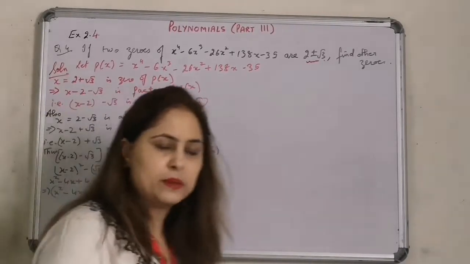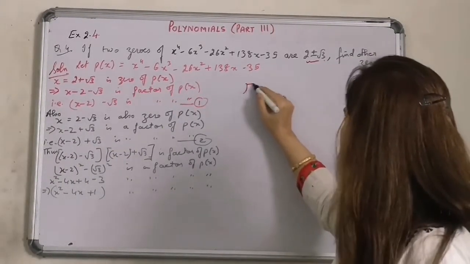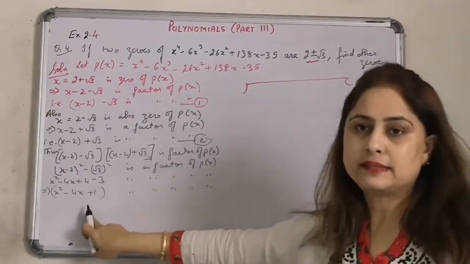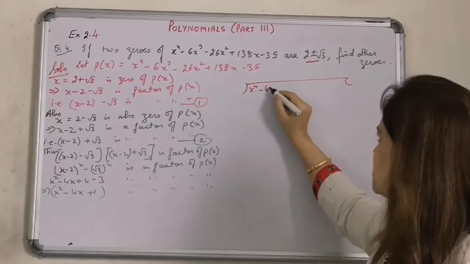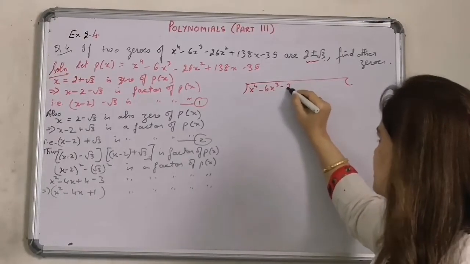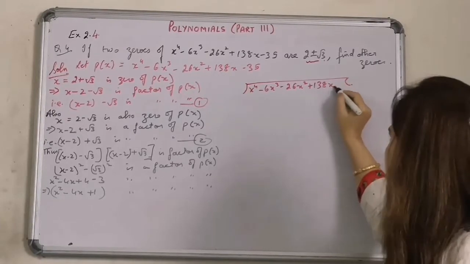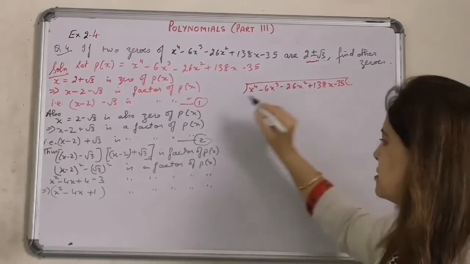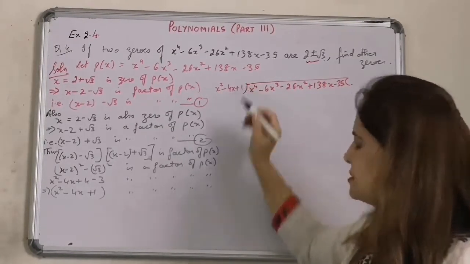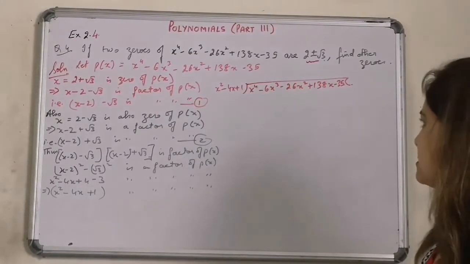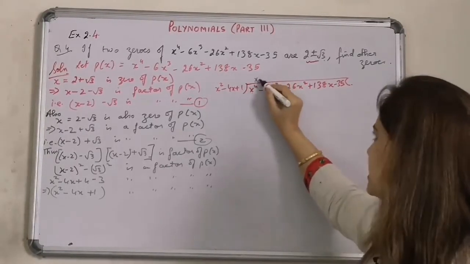I hope you remember the rest of the steps. Our next step is that we are going to divide p(x) by this divisor. p(x) is x raised to power 4 minus 6 into x power 3 minus 26 into x power 2 plus 138x minus 35, and this is to be divided by x square minus 4x plus 1. Let's go for the long division. This is the first term of the dividend. So x power 4 divided by x power 2 is going to give us x power 2.